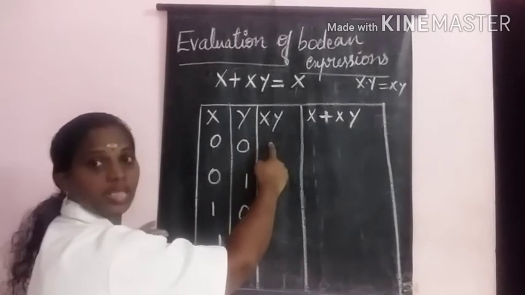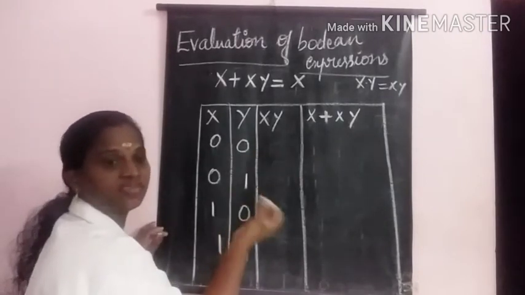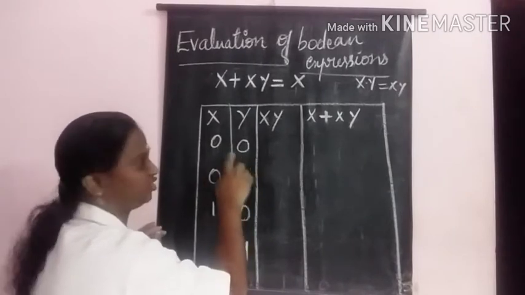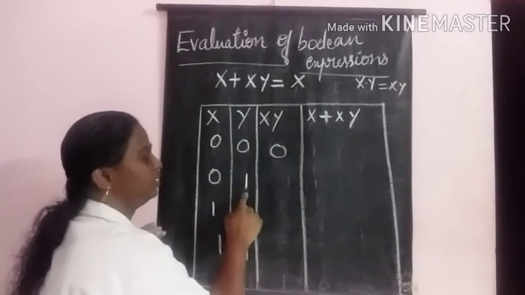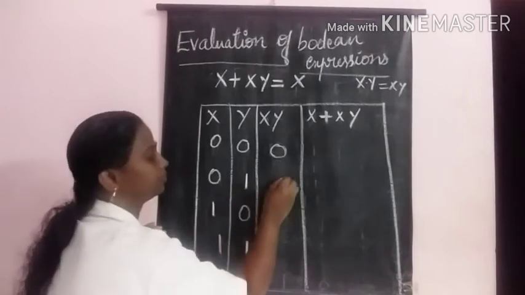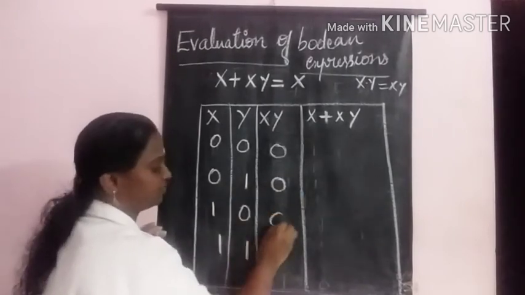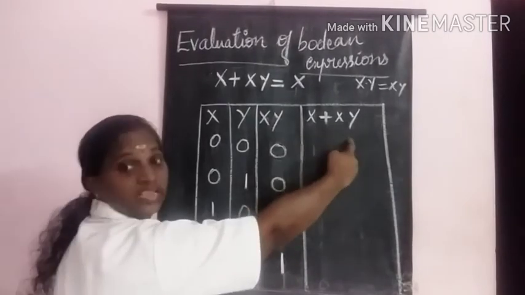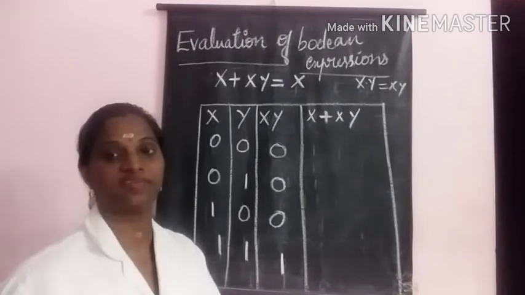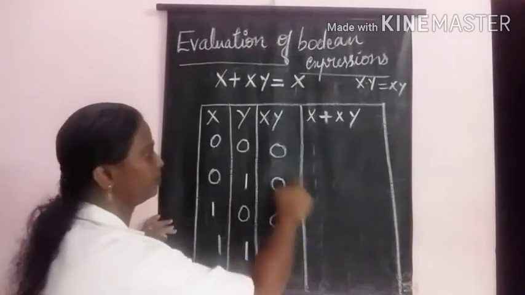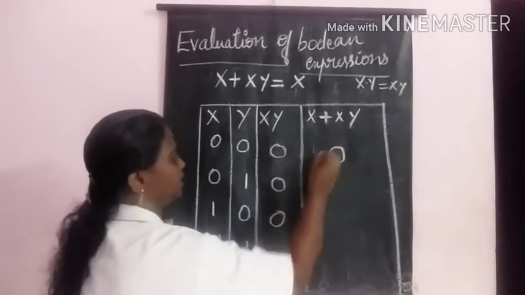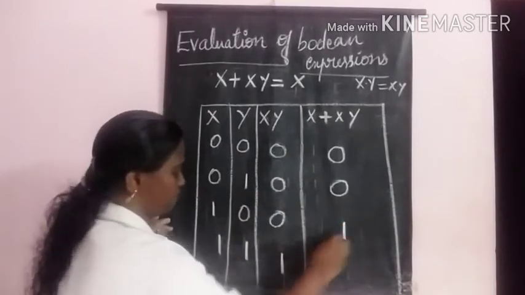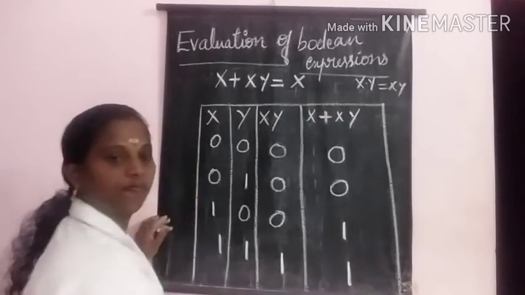Then what is the next step? Xy. Xy means x and y. That is 0 into 0, logical multiplication, that is equal to 0. Then 0 dot 1, 0; 1 dot 0, 0; and 1 dot 1, 1. The next one, x plus xy, logical OR. So, 0 plus 0, 0; 0 plus 0, 0; 1 plus 0, 1; and 1 plus 1, 1.